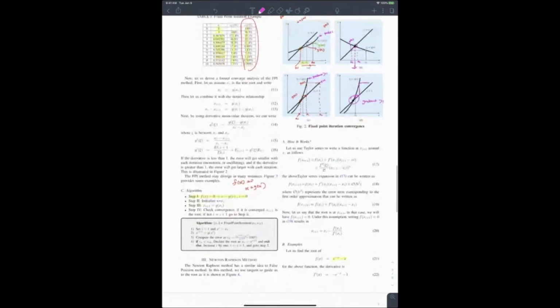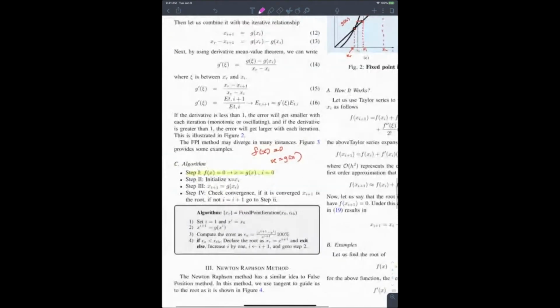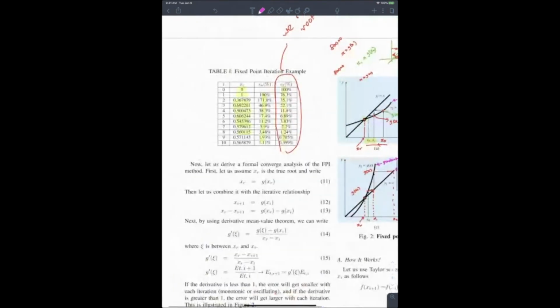Now I will go back to the algorithm. Yes, gradient is same as derivative.